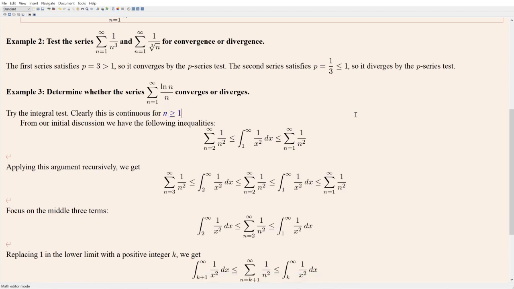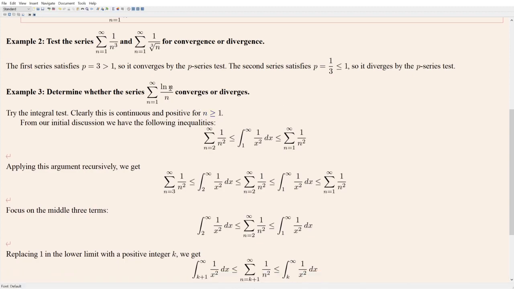And it is positive as well, because natural log is negative if it's between 0 and 1, but natural log is positive for everything greater than 1. And same deal with the denominator. So clearly this is continuous and positive for n greater than or equal to 1.